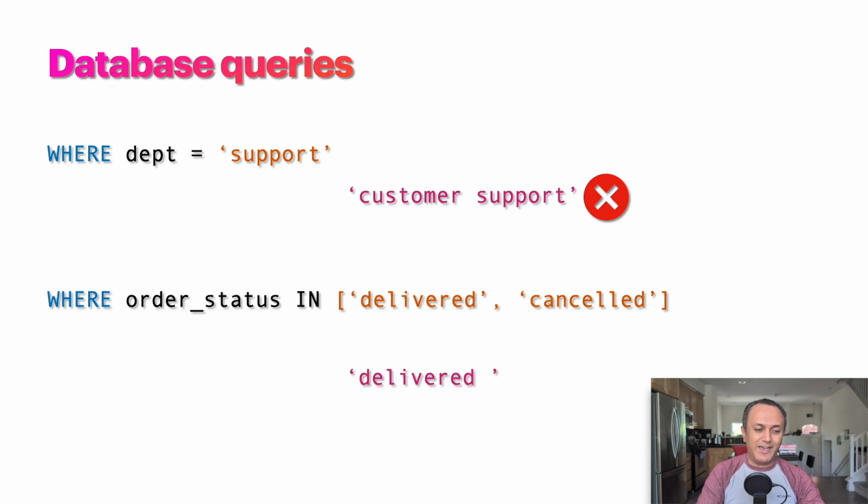Same thing, if you have an order status that says delivered, but it happens to have a space at the end, whoever entered it, entered it with a space, again, this will not satisfy this query and will not be returned. So traditionally, the queries have to be matching exact values.